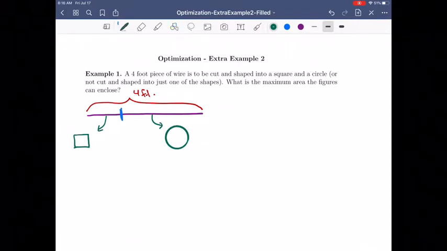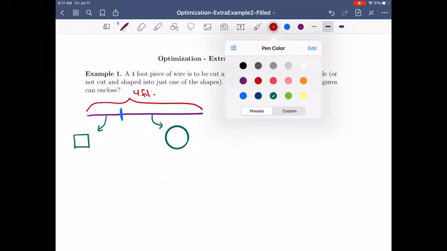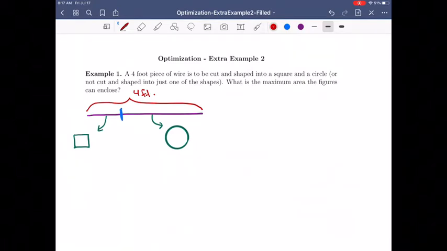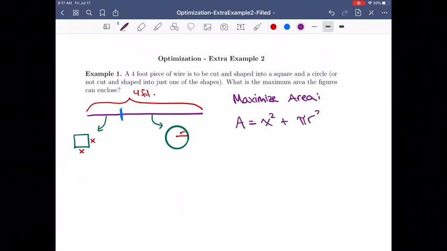So we need some variables. There's different ways that you could label this problem. I think it's easiest if we label it from the shapes we're going to make. So let's say that this is x by x, because it's a square, the side lengths are the same. And let's say that this circle has radius r. Because then we know we want to maximize the area, which is going to be A, which is going to be x squared plus pi r squared. So this equation is easy to construct.